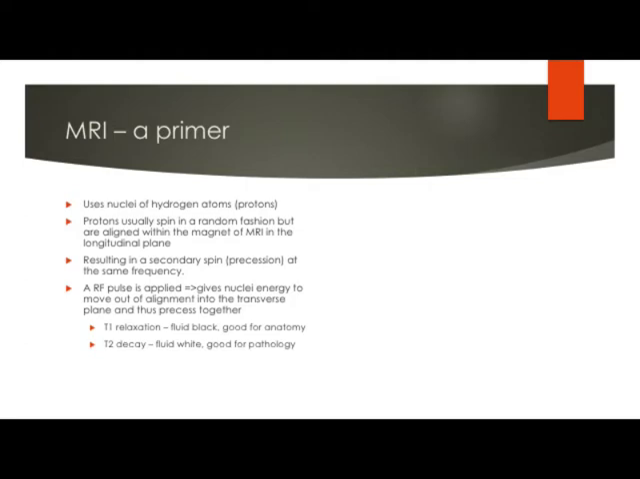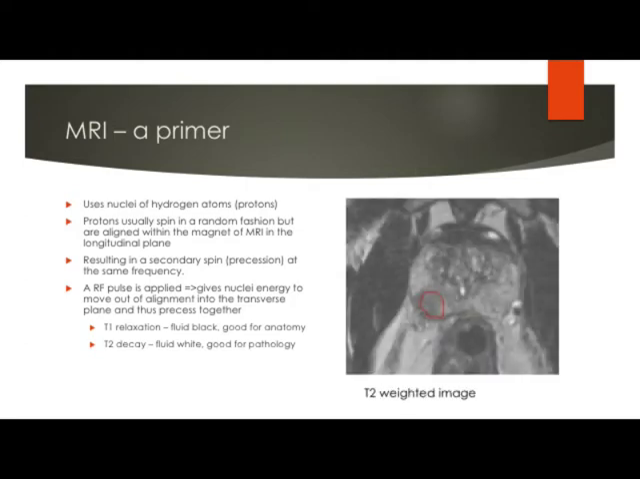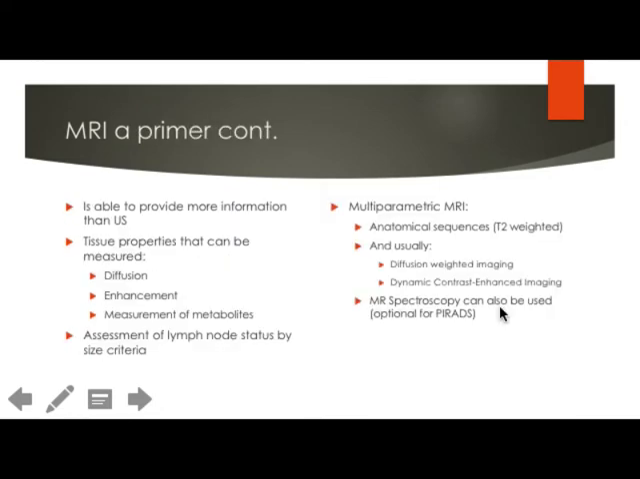For prostate cancer, T1 will give you fluid that looks black and is good for assessing anatomy, whereas on T2 fluid is white and is good for looking at pathology. So you can see here there's a lesion in a T2 image. So it can give a lot more information than ultrasound.